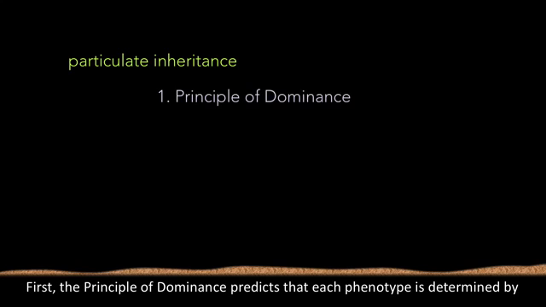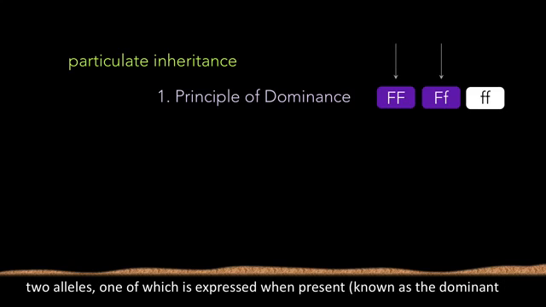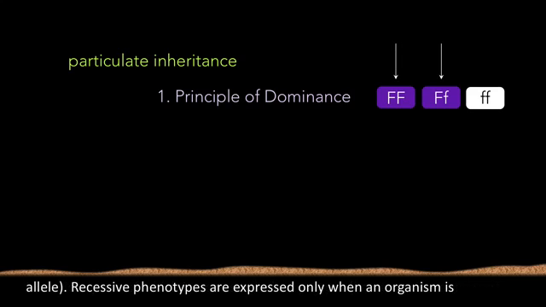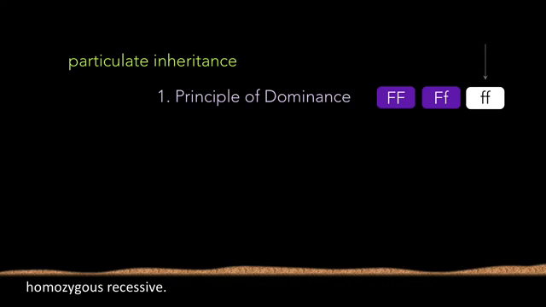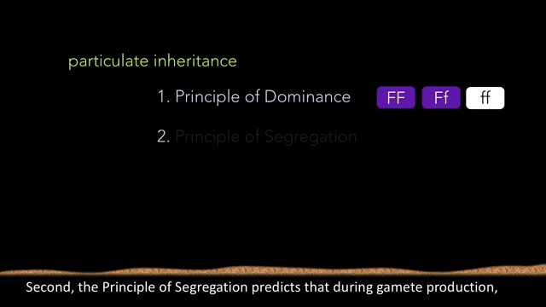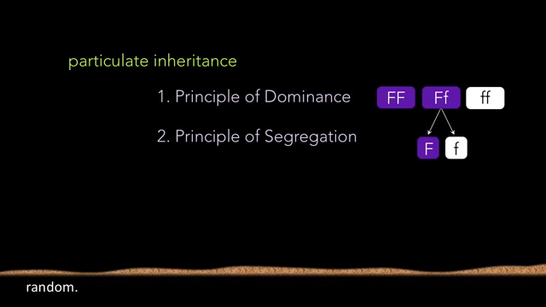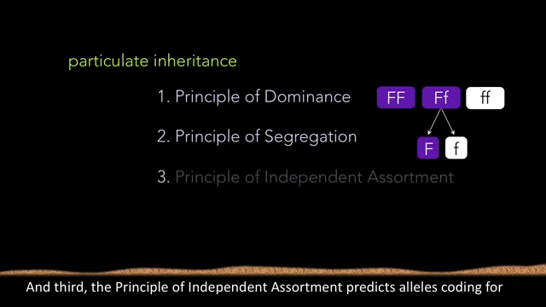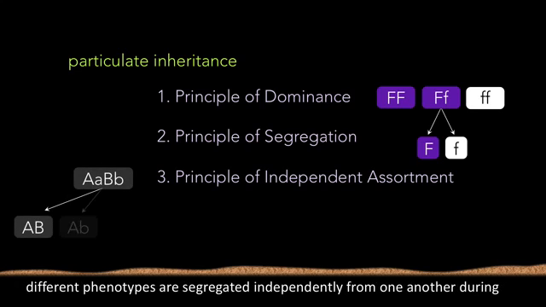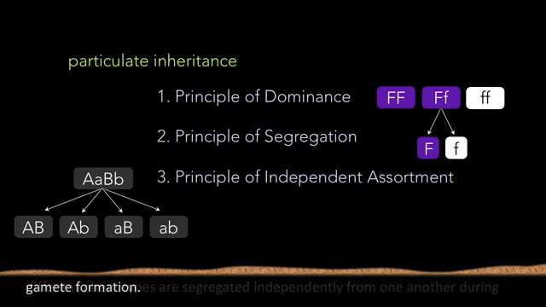First, the principle of dominance predicts that each phenotype is determined by 2 alleles, one of which is expressed when present, known as the dominant allele. Recessive phenotypes are expressed only when an organism is homozygous recessive. Second, the principle of segregation predicts that during gamete production, each gamete receives exactly one of the 2 alleles present in the parental cell at random. And third, the principle of independent assortment predicts alleles coding for different phenotypes are segregated independently from one another during gamete formation.